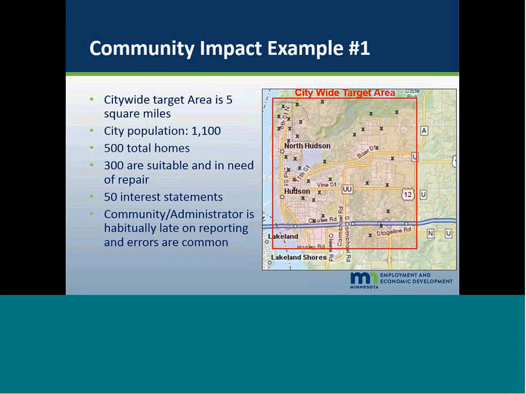Here's an example of an area. So we're looking at a target area of 5 square miles. The population is 1,100. Forget this, they would not qualify for a citywide target because they have to be under 1,000. Their total homes suitable in need of repair, the interest statements: there's too many homes in there with not enough interest. That doesn't give you a good impact.